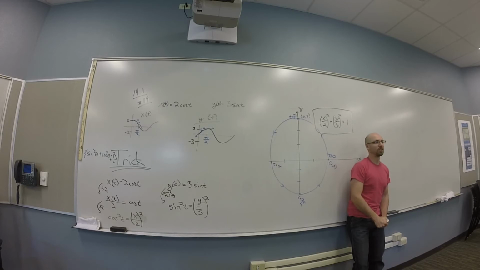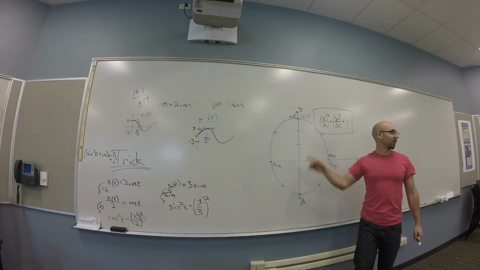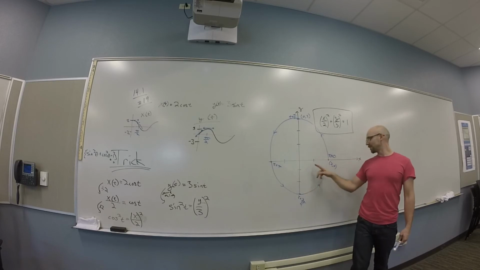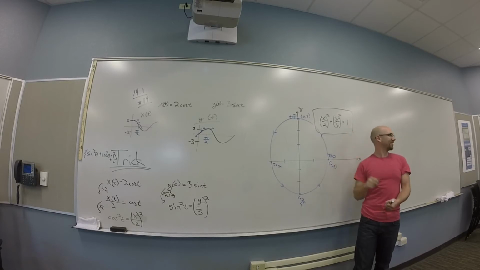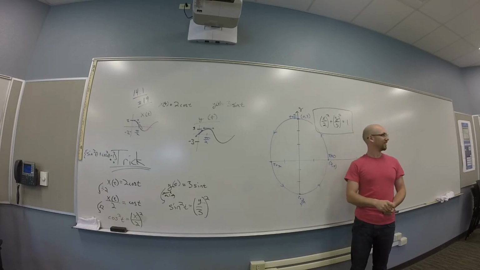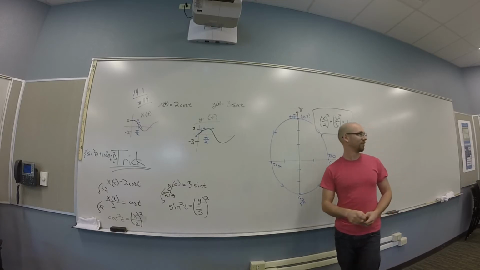Cool? Questions? Looks like you just get x over 2 by looking at the graph. Yeah, and of course you could also think, this looks like a circle, except the x's got stretched by 2 and the y's got stretched by 3. Hey, that's the shifting rule. Cool? Crazy, right?